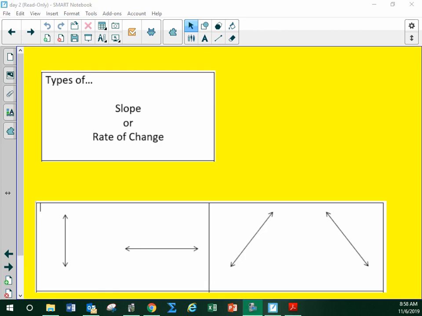So again, our notes for today is a foldable. You're going to start off by folding it in half hot dog style.